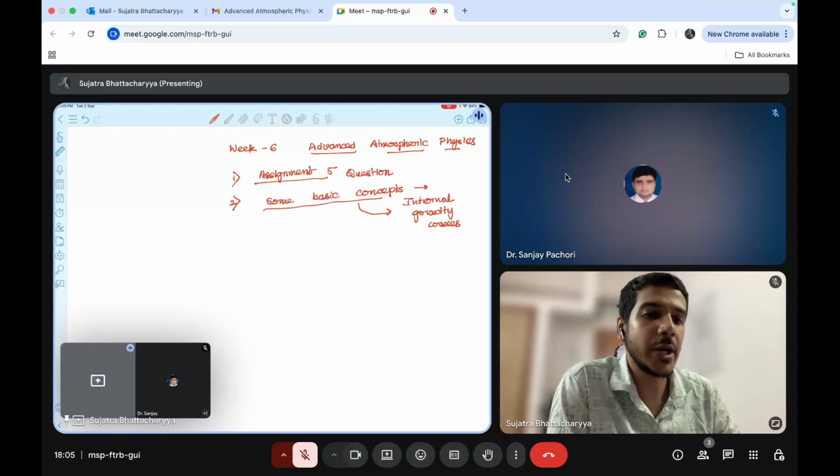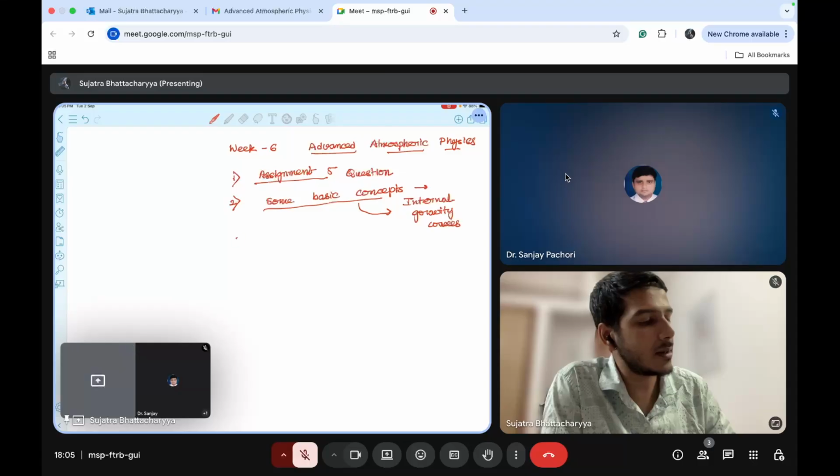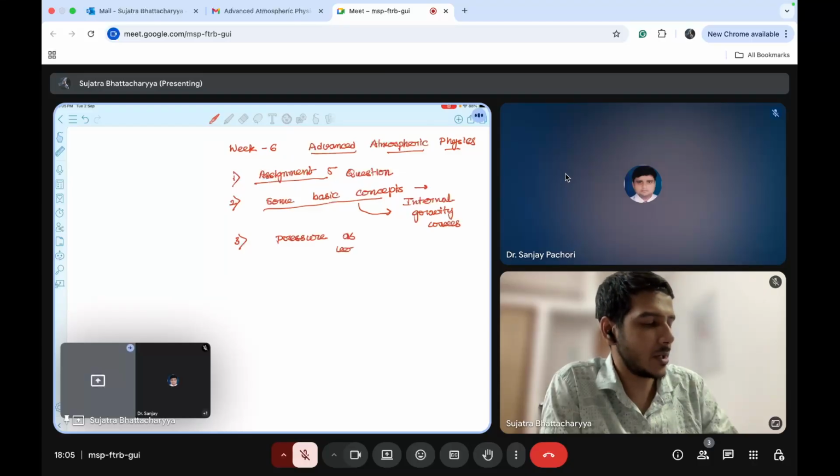Okay, so we will look into these couple of things, and finally, the pressure as the vertical coordinate is being introduced in the week 6 content. So we will see if time permits. Okay, pressure as vertical coordinate.